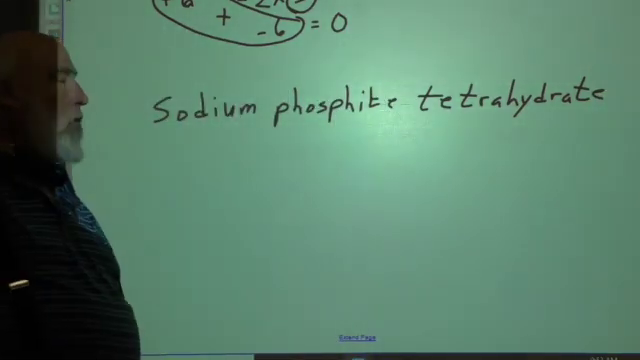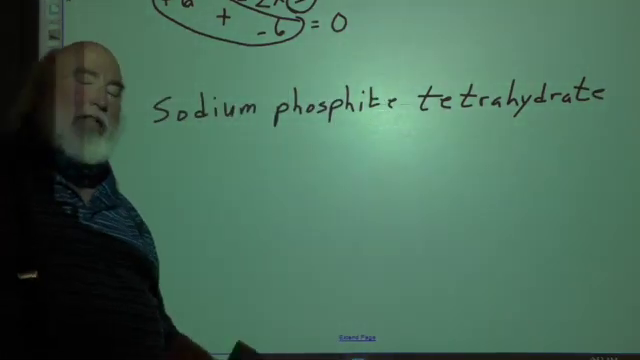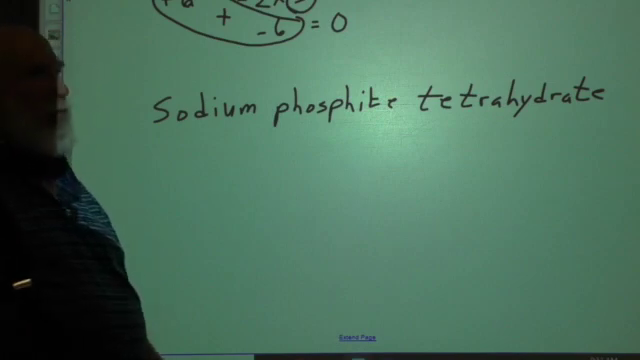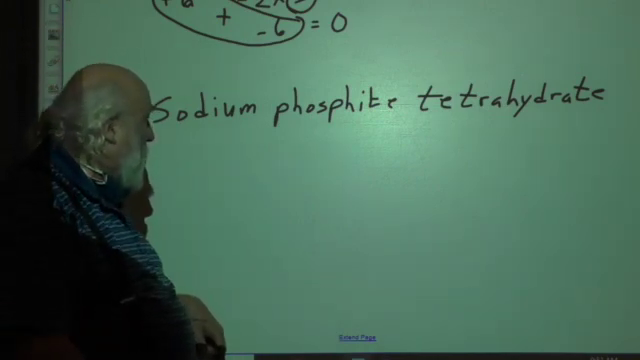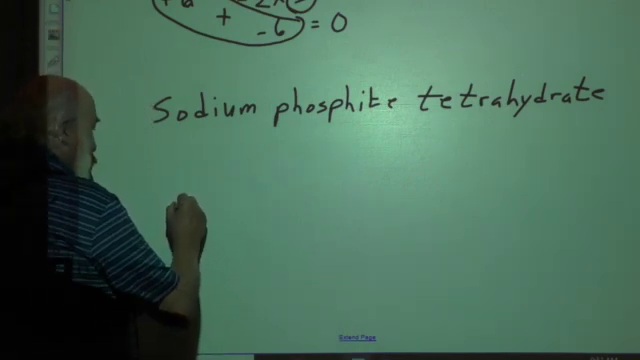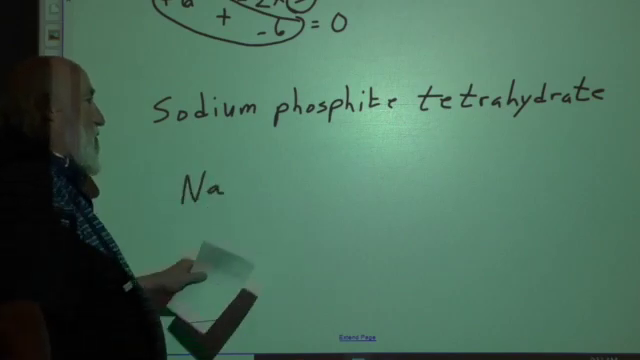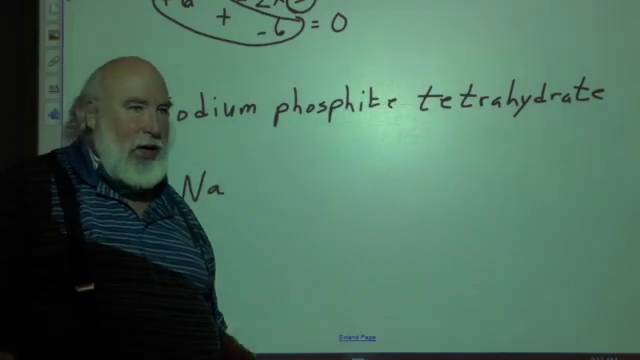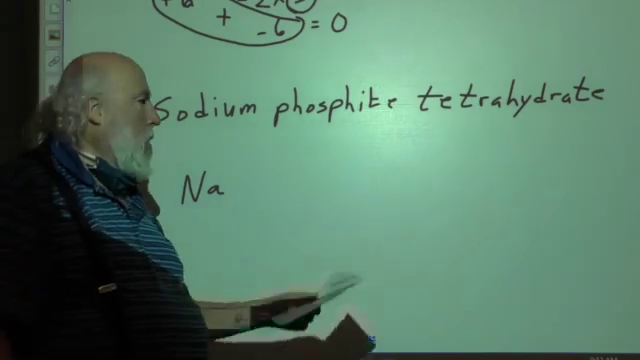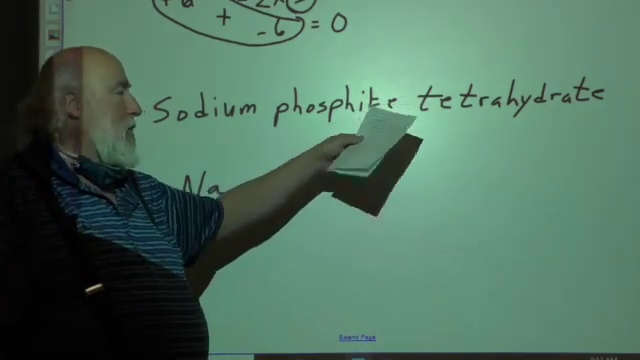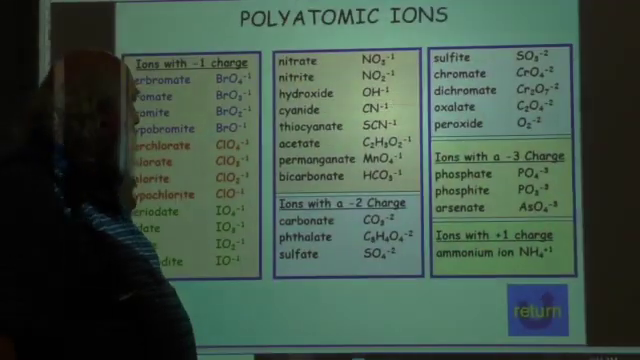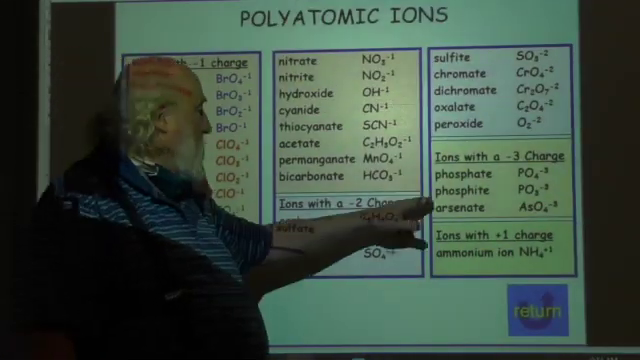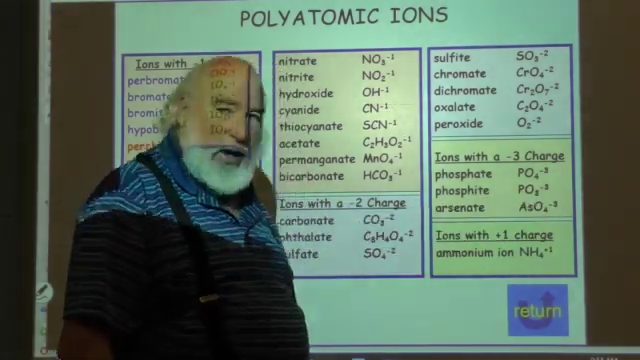Okay? Now, oh look, no stinking parenthesis or Roman numeral. That's because sodium is not a transition metal. It's what we call a main group metal. It's found in group 1 on the periodic chart. Sodium is Na. Phosphite, ITE or ATE, and a couple of times IDE, but most ATE and ITE means it's going to be a polyatomic ion. And phosphite is right here, PO3 with a charge of -3.